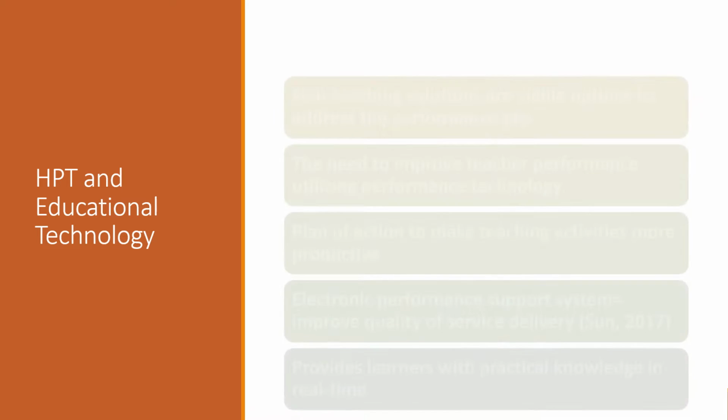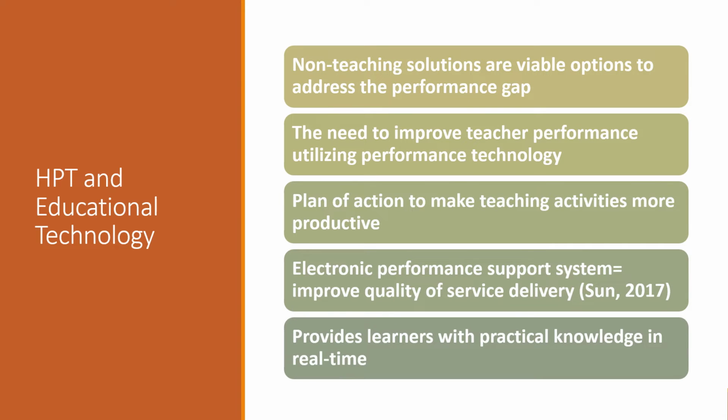Human performance technology and educational technology relationships continued. Non-teaching solutions allow for viable options to address the performance gap that is not knowledge or skill related. Other methods besides traditional interventions, such as education and training, need to be improved by improving teaching performance. This is linking instructional design and performance technology to produce a plan to make teaching activities more productive.